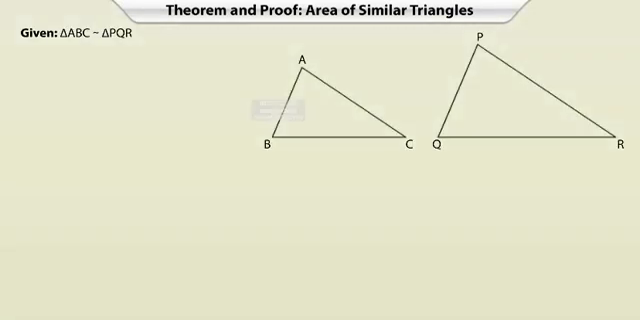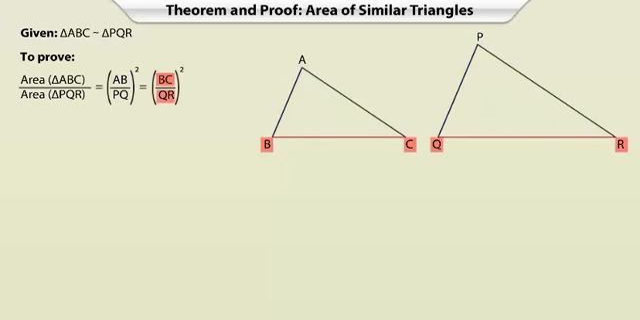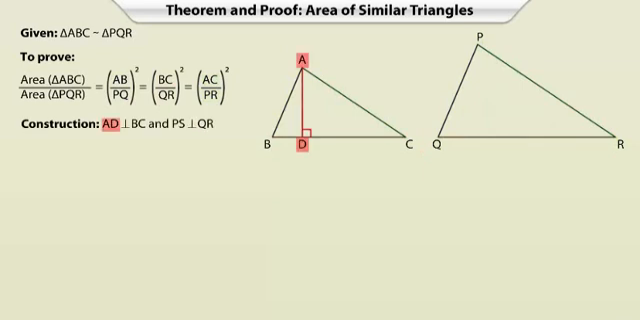Now, let's try and prove this theorem geometrically by taking two triangles, ABC and PQR, which are similar. We need to prove that the ratio of the area of triangle ABC to the area of triangle PQR is the square of the ratio of their corresponding sides. To calculate the area of each triangle, let's draw segment AD perpendicular to BC and segment PS perpendicular to QR.